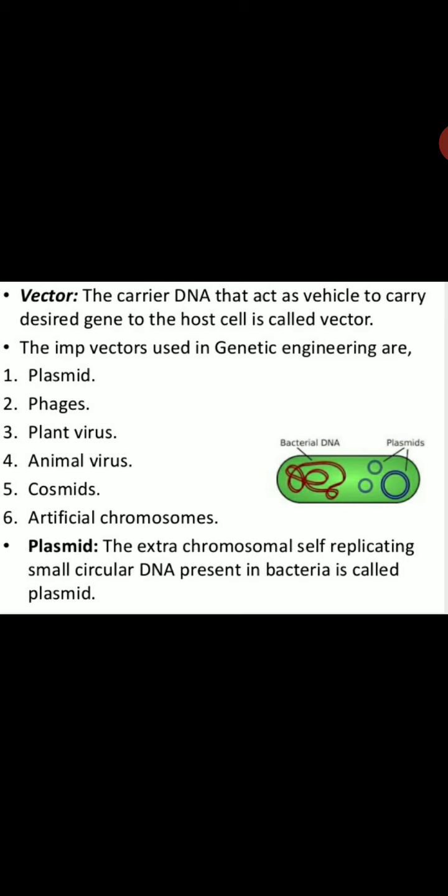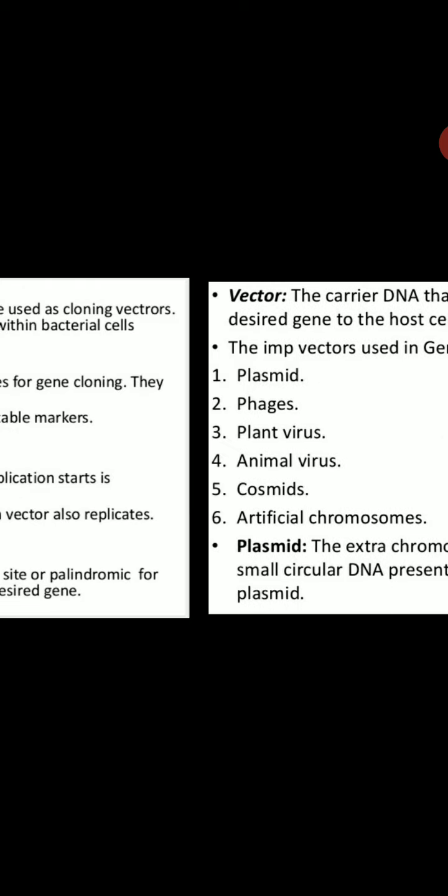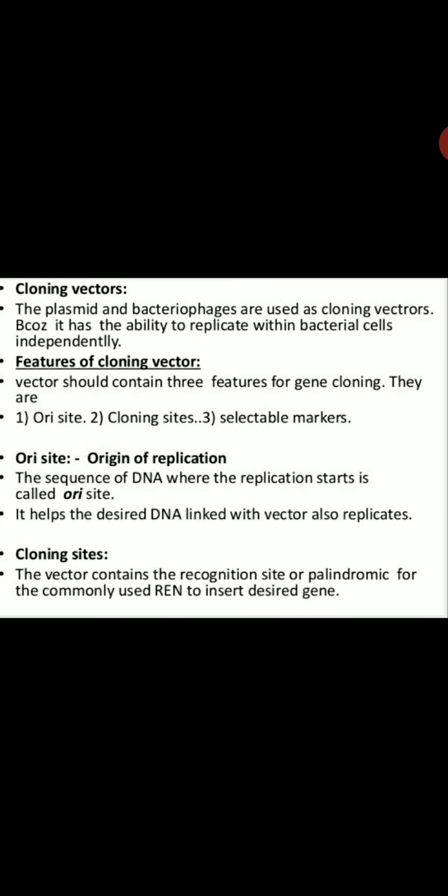Now, what is a plasmid? A plasmid is extra-chromosomal and self-replicating, meaning it does not depend upon the replication of the host body. It is self-replicating in nature. A small circular DNA present in bacteria is called a plasmid. Next, there are cloning vectors. The plasmid and bacteriophage are used as cloning vectors because they have the ability to replicate within bacterial cells independently.